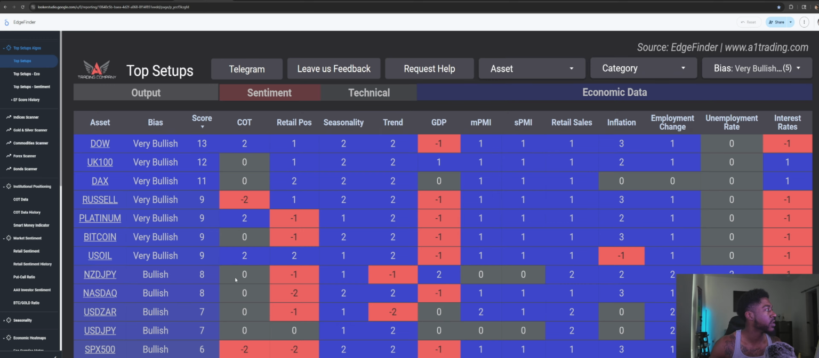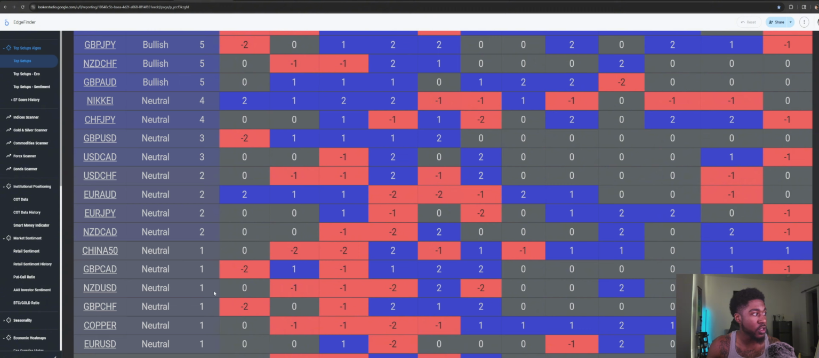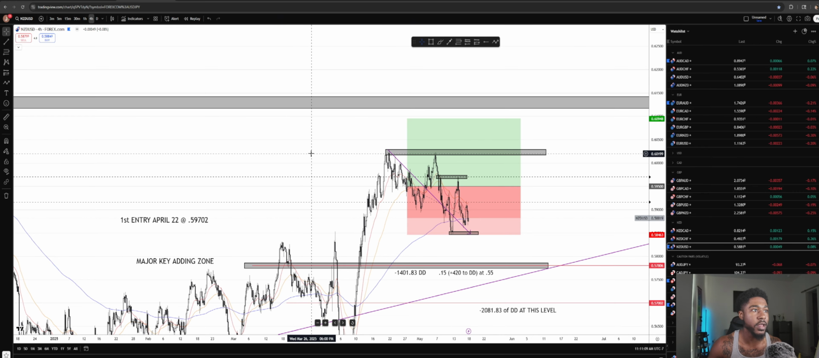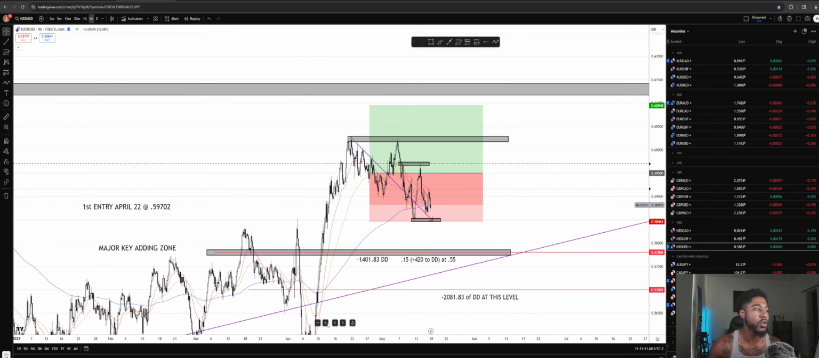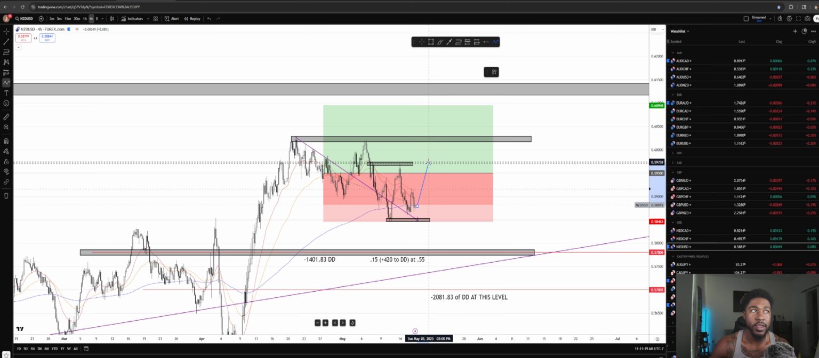Where are we at? New Zealand USD. You see New Zealand USD dropped down to a neutral. And that's okay. I'm still going to stay in it, and I'm still going to ride this thing up, because if it's a neutral, I know I can still get a bounce. Worst case, I'll close at a small profit or a break even. Best case, I close with a decent profit. So it's okay, man.